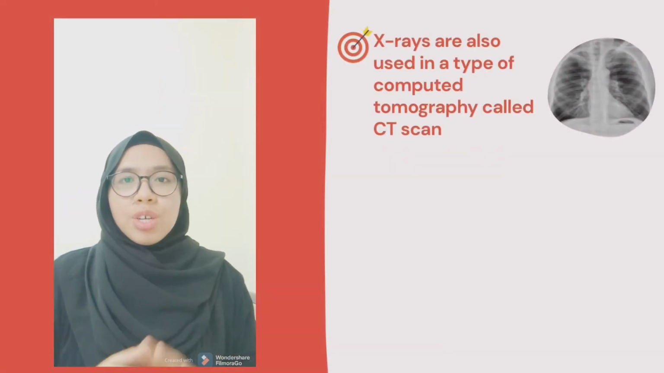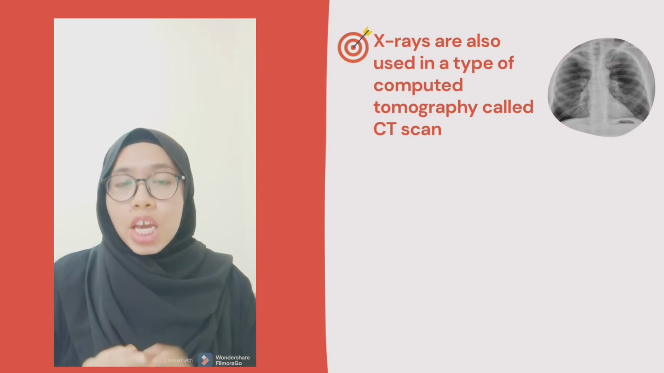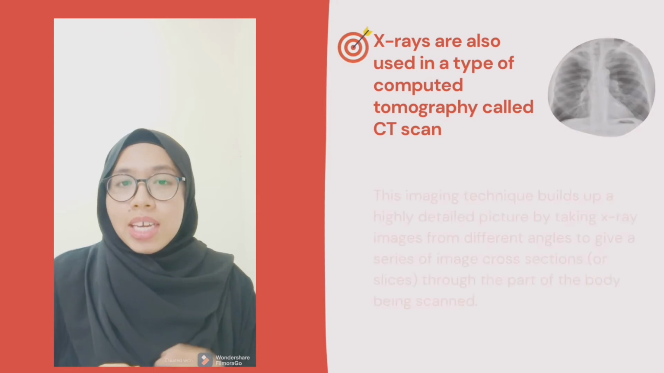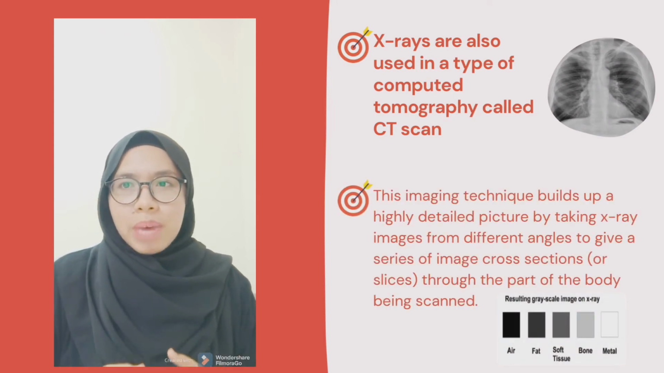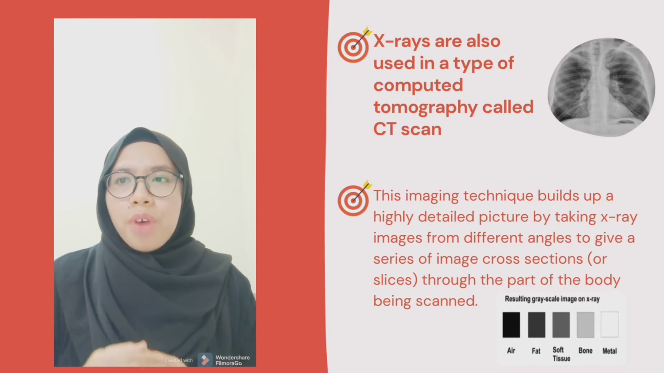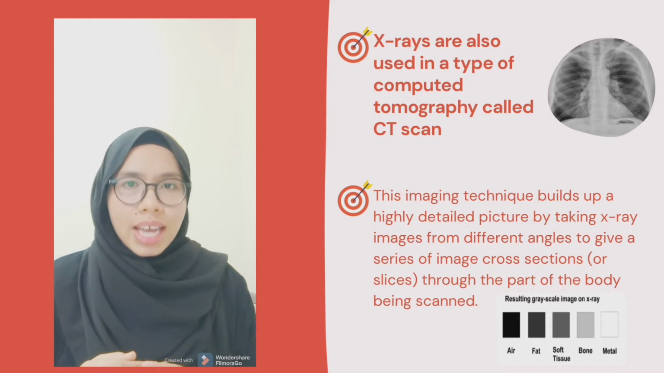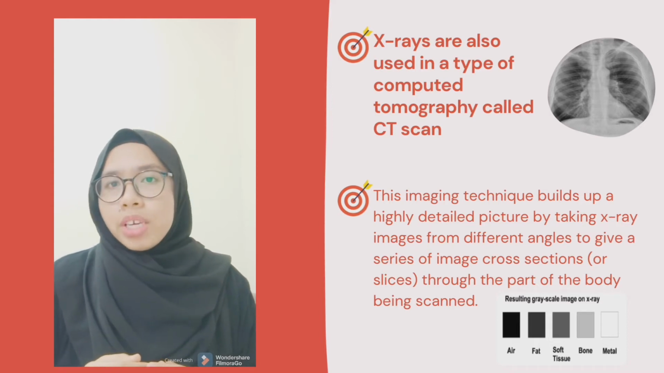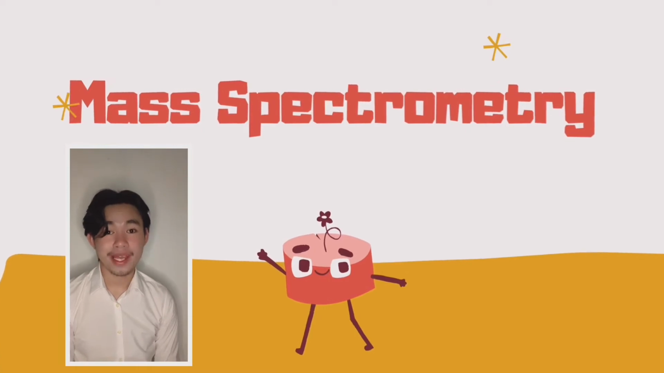X-ray are also used in a type of computed tomography called CT scan, used in medical treatment. This imaging technique builds up a highly detailed picture by taking X-ray images from different angles to give a series of images, cross-sections or slices through the part of the body being scanned. So, the next application is mass spectrometry.